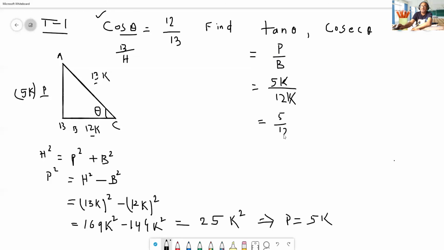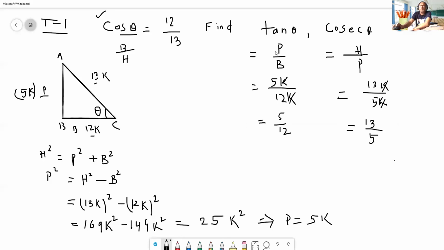So now you know the tangent of that angle theta. Similarly, what is the definition of cosec theta? This is hypotenuse to perpendicular. So you can calculate. This also, hypotenuse is 13k and the perpendicular is 5k, and the result is 13 by 5. So you can calculate any t ratios.